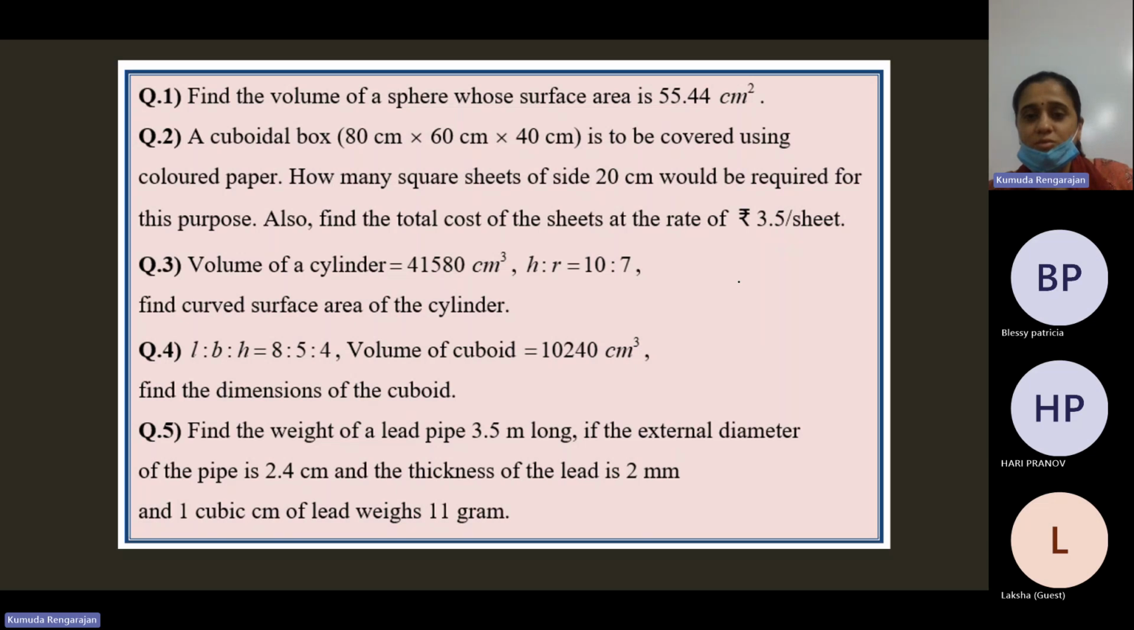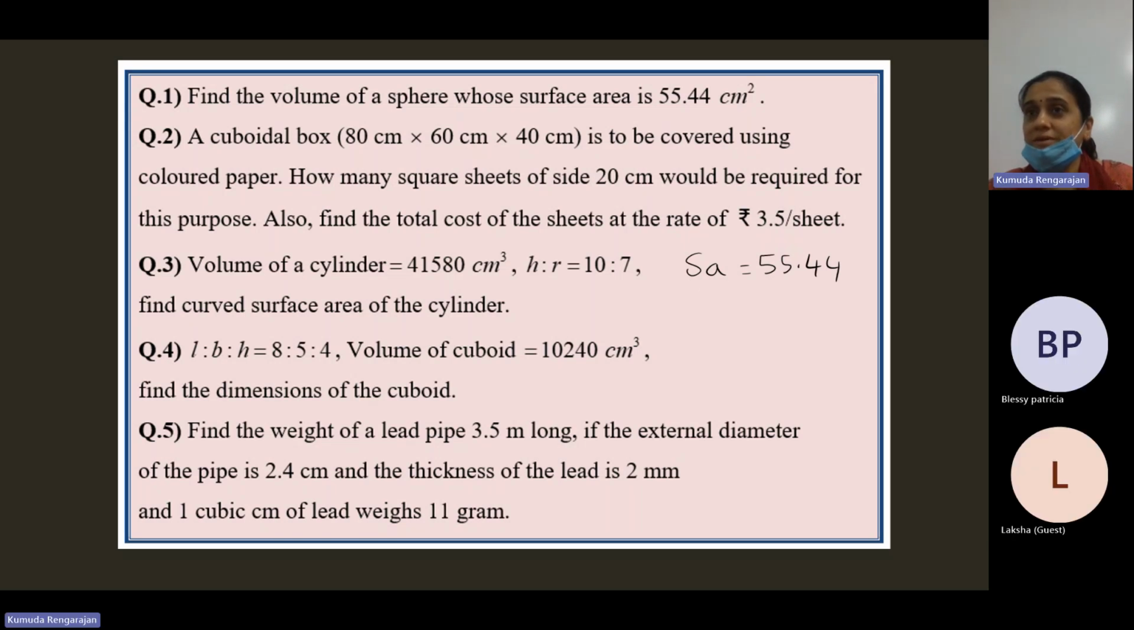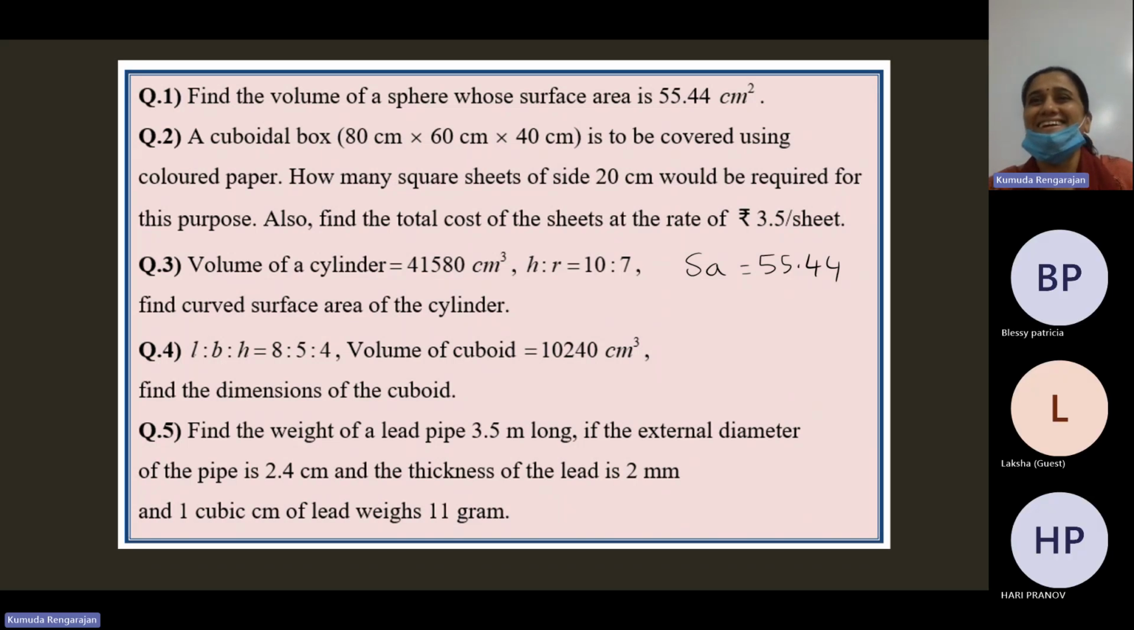You need to work like this. You must write surface area is equal to, write it fully. I'm just writing in short, 55.44. What is the formula to find the surface area of a sphere? Yes, somebody from the boys. Now you can answer. 4 pi r square. Perfect. Very good. 4 pi r square.